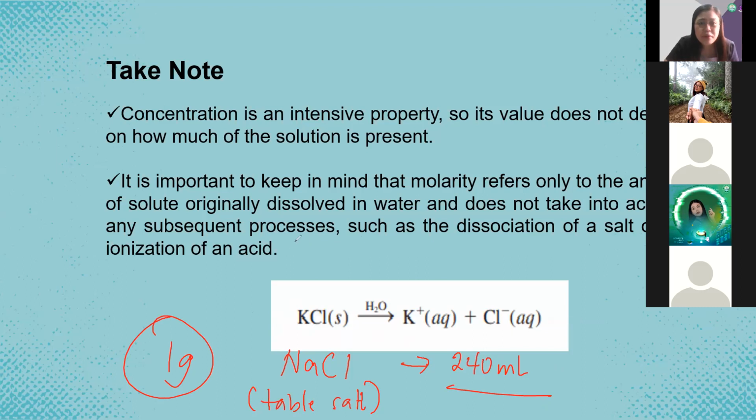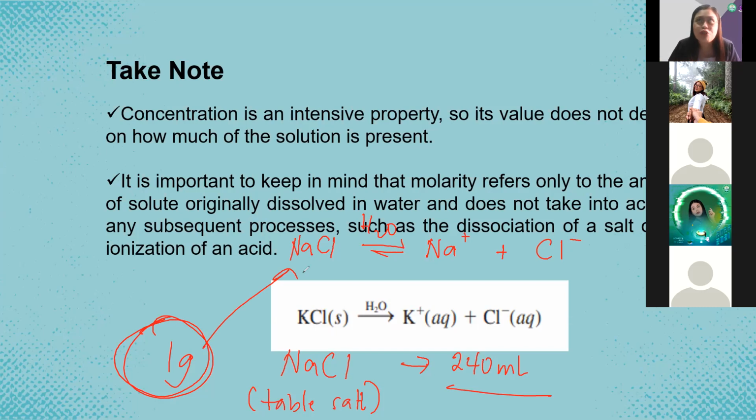Kasi remember, if NaCl is to be placed in water, it will undergo dissociation or ionization. What do you mean by that? It will be separated into ions. You will have the sodium ion and the chloride ion in the glass of water. So it does not really account the dissociation process, but let us just stick with the original substance being dissolved, the 1 gram of sodium chloride.